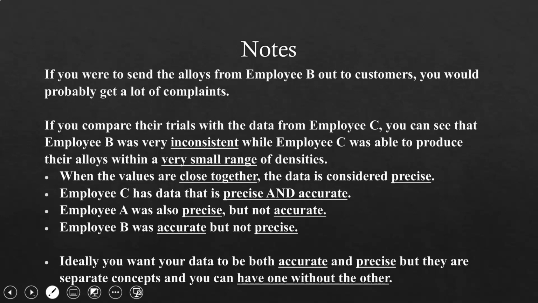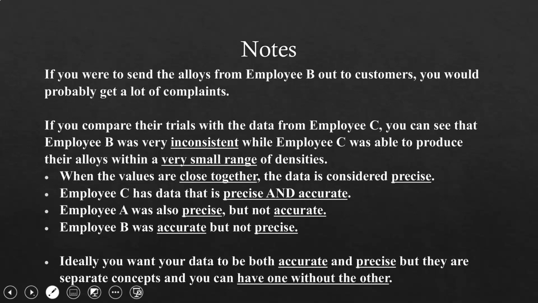So when values are close to each other, the data is considered precise. This is separate from accuracy. Employee C has data that is precise, or close together, and accurate. Its average is very close or the same as the accepted value. Employee A is precise because all of its measurements were very close together, but it is not accurate because the average that they got was very different than the accepted value for the density. Employee B was accurate because of the average being the same, but it is not precise because the numbers were nowhere near each other.